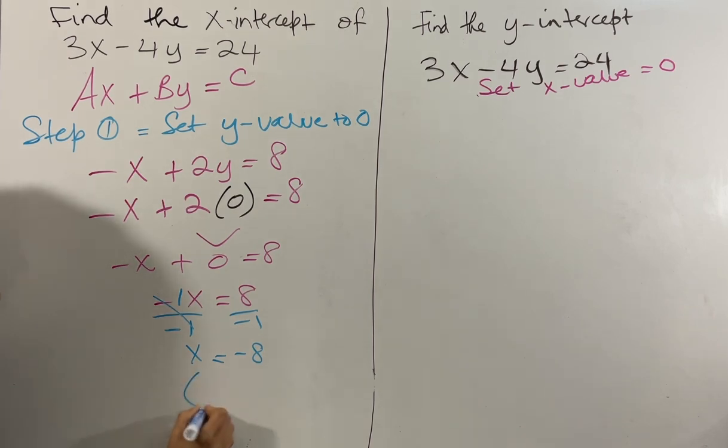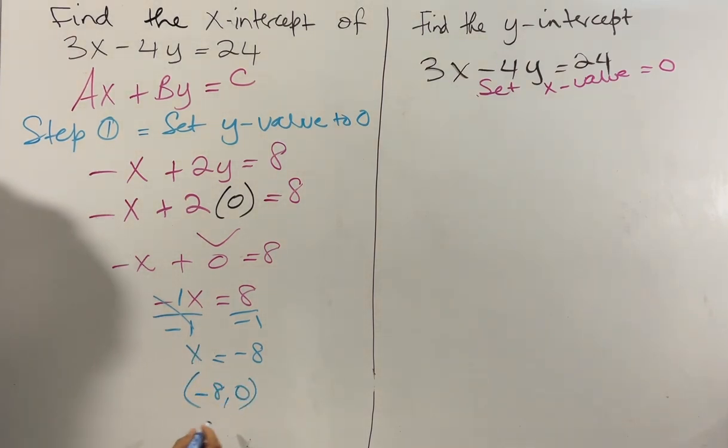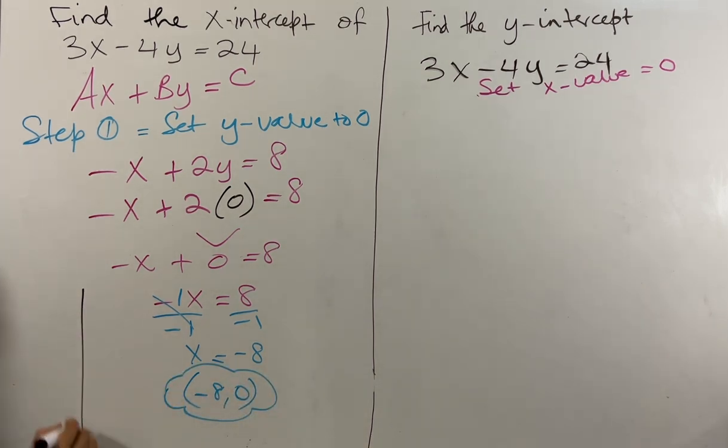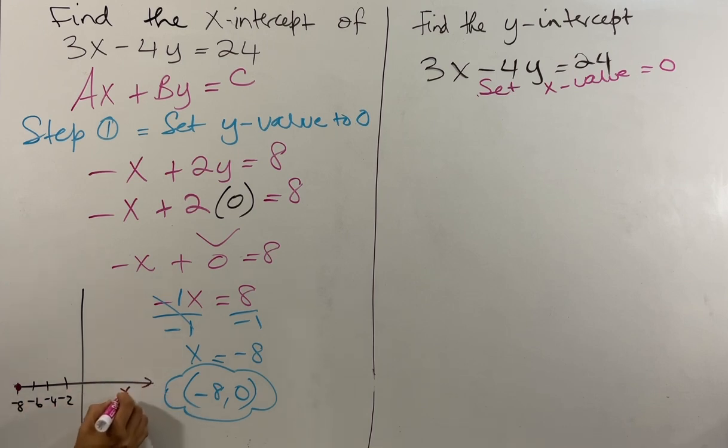So your coordinate here, your x value is negative 8 and your y value is 0. This is what your coordinate will look like. In terms of the graph, let's write what it's going to be graphically for you. Negative 8 and 0 is going to be right here. This is your x-axis, okay, and it crosses right here, okay.